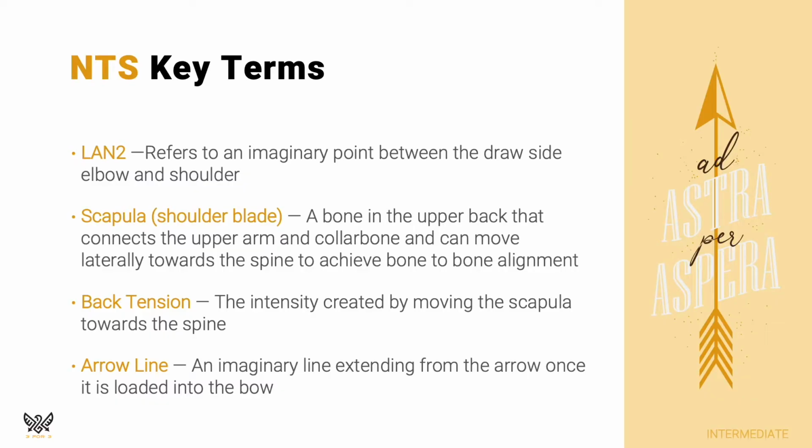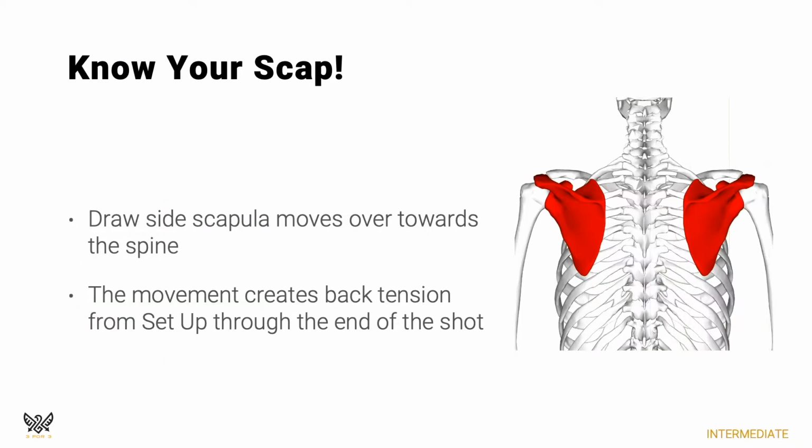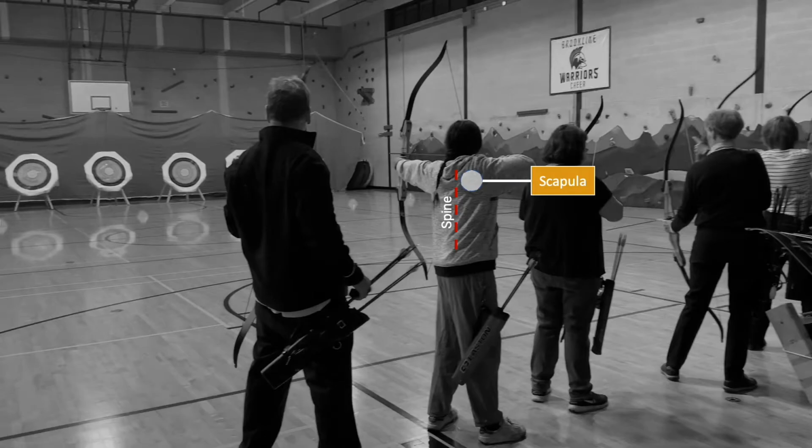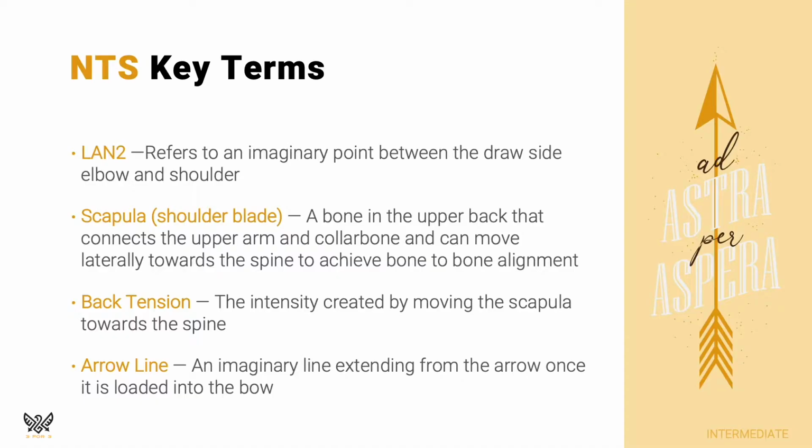The scapula is going to refer to your shoulder blade on the right side for a right-handed archer. We're just trying to move that over towards the spine. So it's important to understand that the two are related. Back tension is created by moving the scapula over towards the spine. You cannot have back tension without understanding the muscle movement.